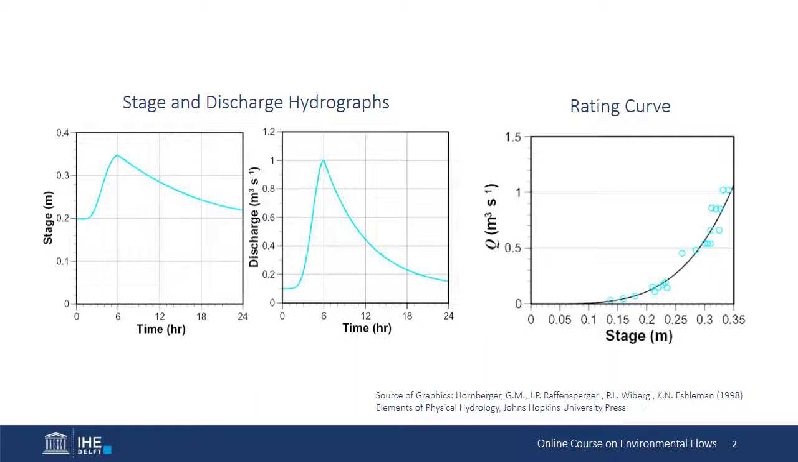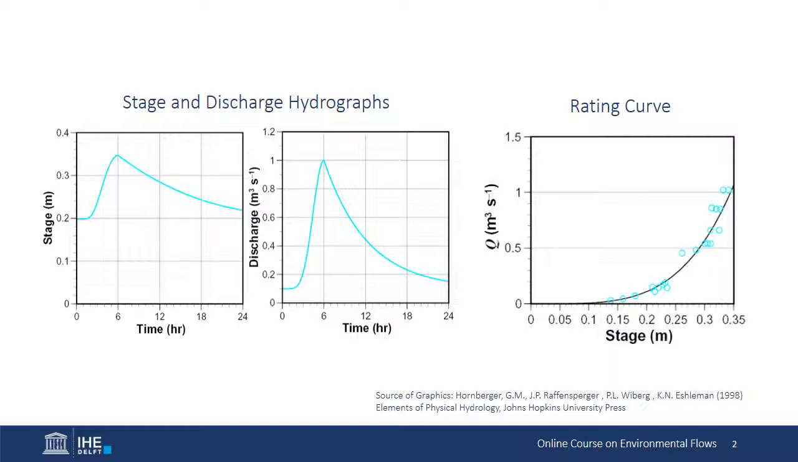The graph on the left plots the variation in stage over a 24-hour period at a given point. This clearly delineates a very short-term pulse of higher flow passing the measurement point or gauging station in response to a brief rainstorm. This level of detail is possible when water levels are measured on a sub-hourly basis.